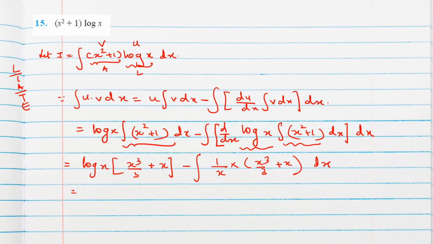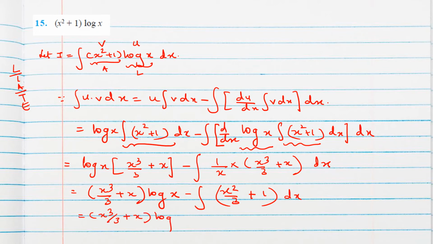So this bracket we can write before the log term. Now this 1/x we can multiply. Here we will get x²/3, and here x by x will go, so only 1 will be left. So (x³/3 plus x) log x minus, for this integral also we can separate and find. x²/3 integrates to x³/3 times 1/3, so x³/9, minus, plus minus, the integral of 1 dx means x, plus c.